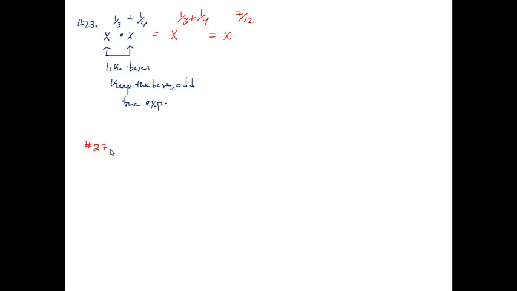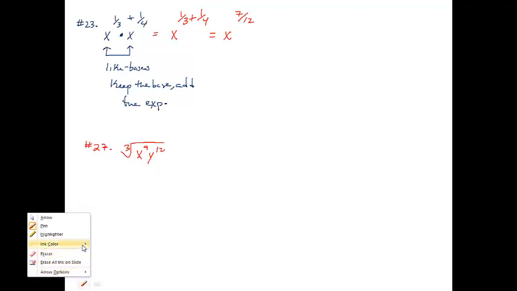Alright, number 27. We use rational exponents to simplify each expression. If rational exponents appear after simplifying, write your answer in radical notation. So basically I'm simplifying and my final answer needs to be written with some kind of square root, cube root, or nth root kind of thing, a radical. So I have the cube root of x to the 9th, y to the 12th. So basically, you start your answer with a radical, use fraction powers to simplify it, and then you write it back as a radical. That's what they want you to do.